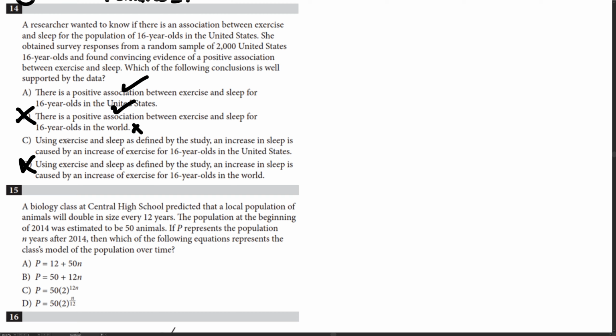And now let's compare C and A. A mentions the positive association and C represents a cause and effect. Now, since this is a survey, there is no cause and effect that can be found. Only in an experiment can you determine cause and effect. So as a result, C is going to be incorrect and A is the final answer.